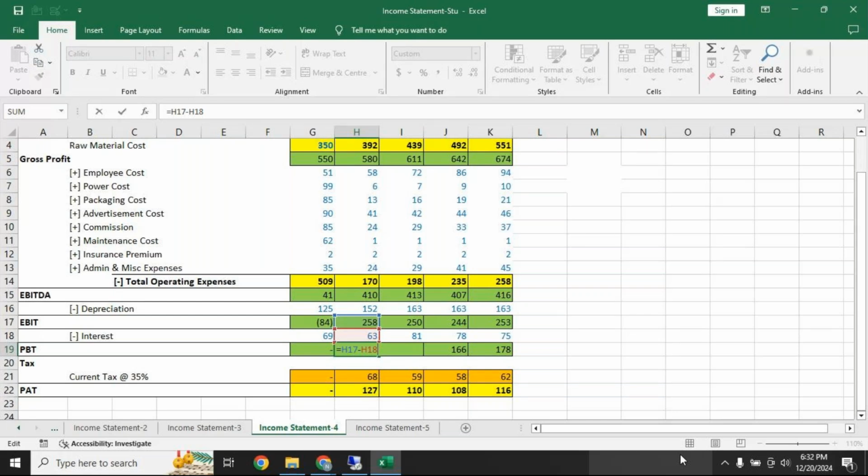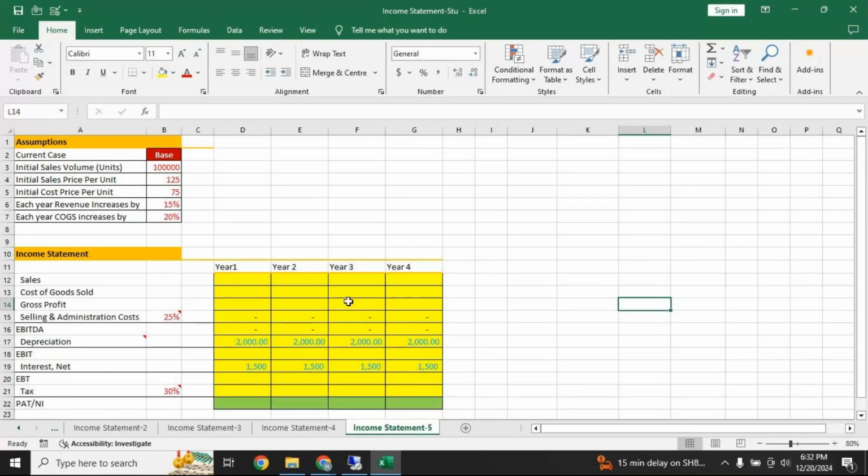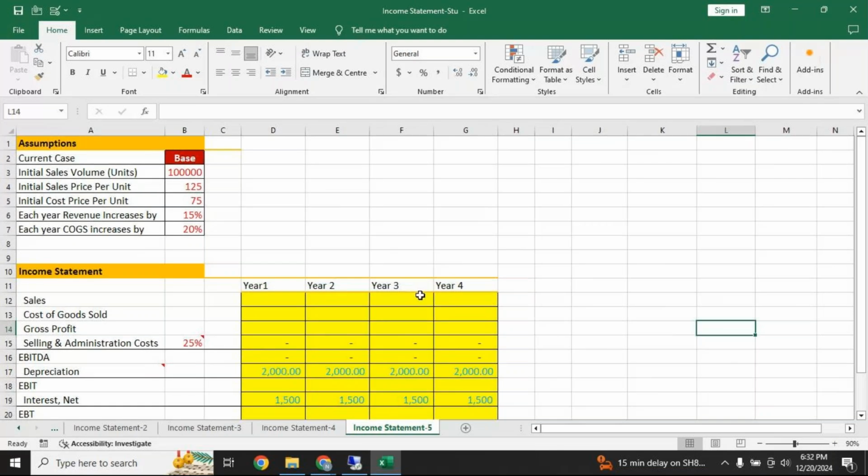Done with this, guys? Yes, ma'am. Okay, let's go for the income statement file. Did anybody try solving this income statement file? Okay, so let's solve this.